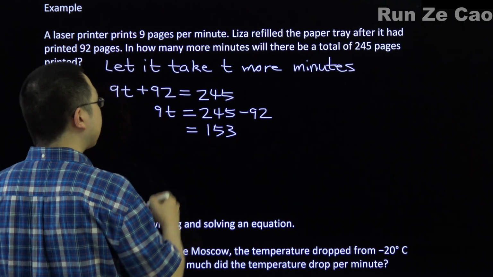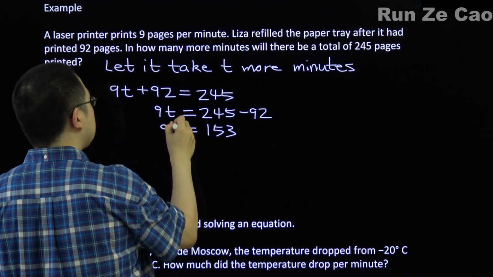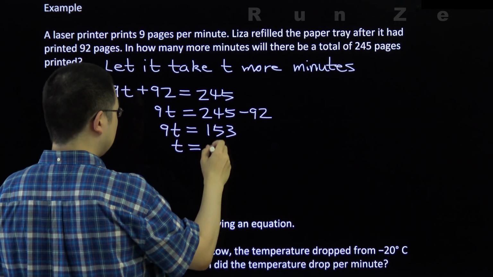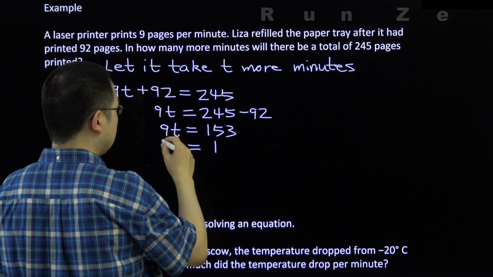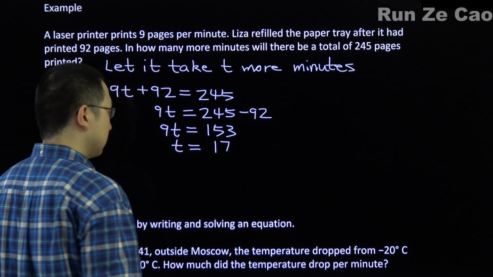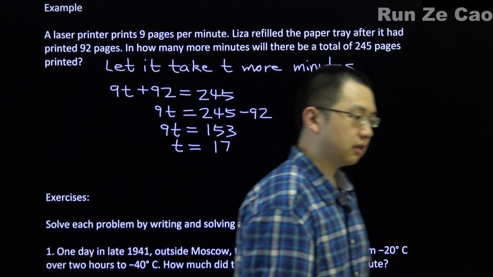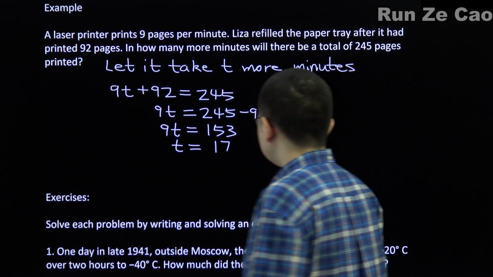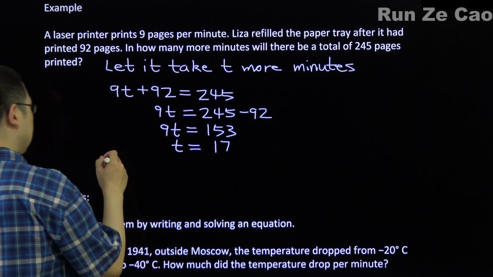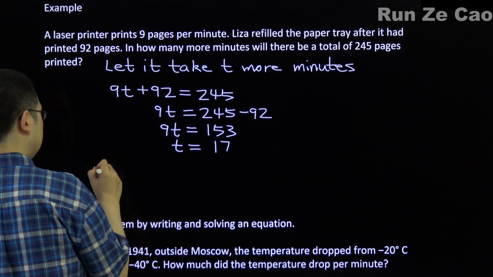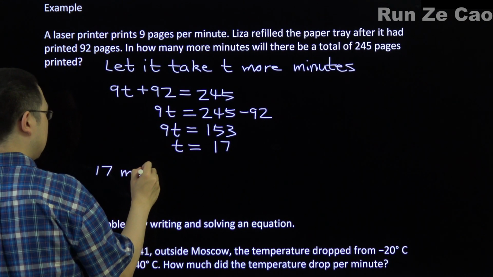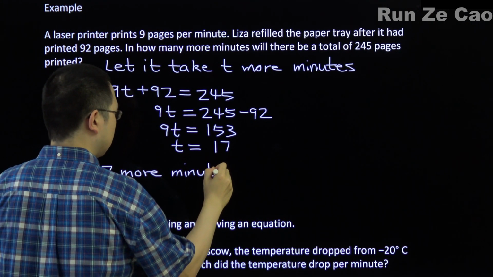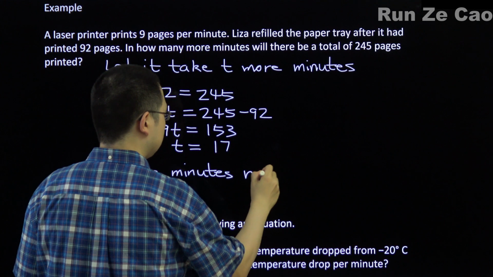Okay. Now that's equal to 9t. So t is equal to 1 and then 7. 7 times 9 is 63. Okay, so it'll take 17 minutes. 17 more minutes needed.